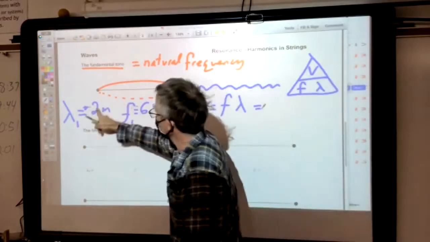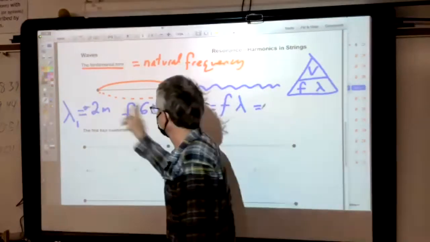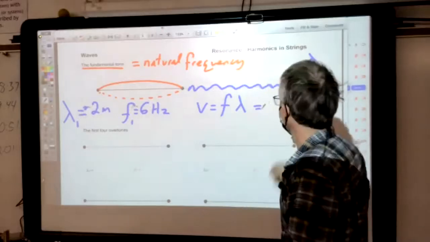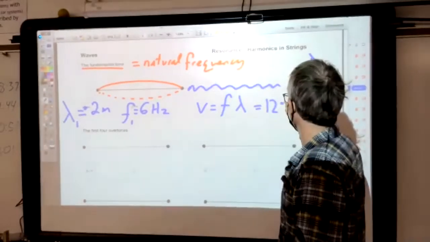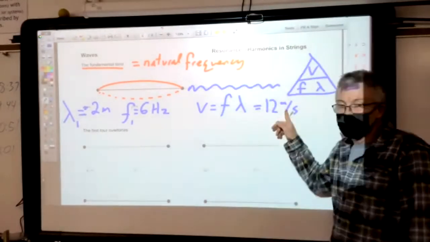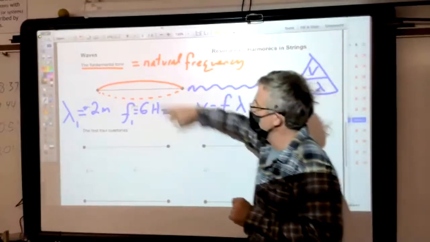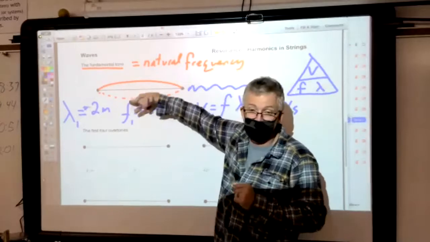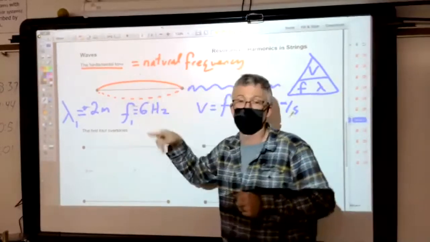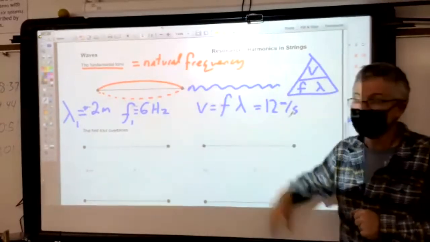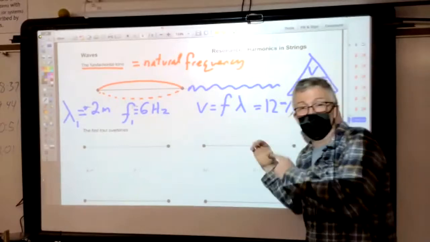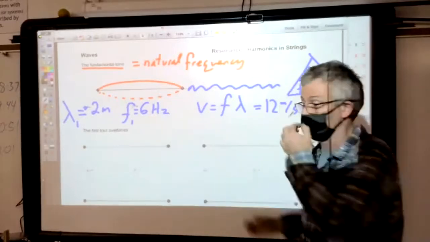And all we have to do is multiply the frequency times the wavelength, 6 times 2. I think you can do that in your head, 12 meters per second. Again, reminder, that's how fast the pulse travels up and down the string. That's not how fast this thing is moving up and down. We measure that in frequency, how quickly it's vibrating per second. This is talking about how fast a wave travels up and down the string.